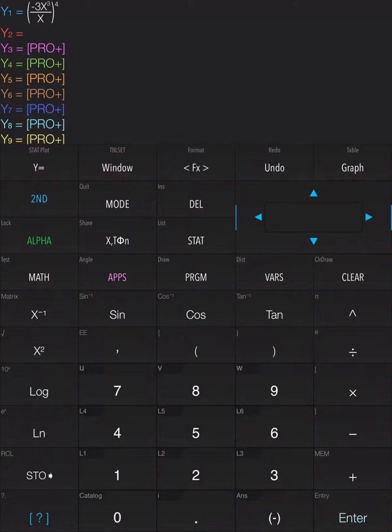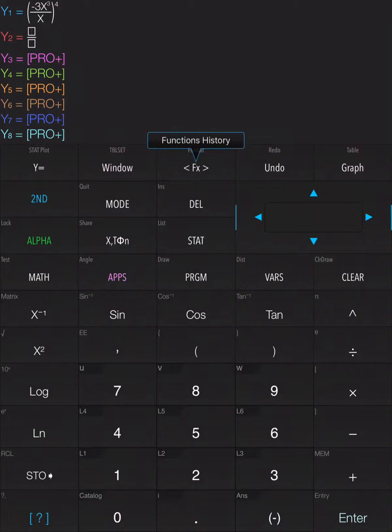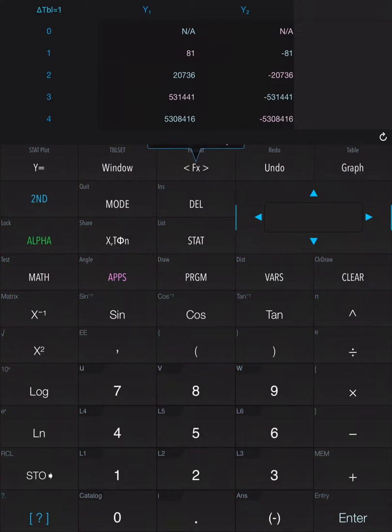Now that I have my original problem in y1, I'm going to go down to y2, and I'm going to start with my first answer choice, which is A. I'm going to make my two little boxes by hitting alpha and n divided by d. On the top box, I'm going to put negative 81x all raised to the 12th power. Go down to my bottom box, and I'm going to put x to the 4th. And now we're going to check the table by hitting second graph.